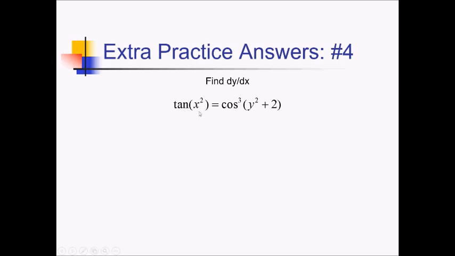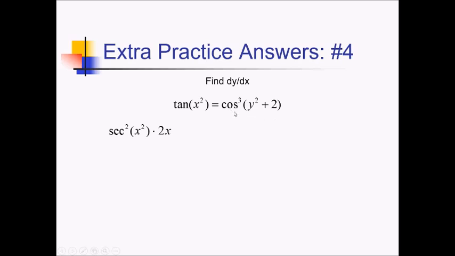So we've got tan of something. The derivative of that is going to be secant squared of something. So secant squared of x squared times the derivative of x squared. So that's times 2x.